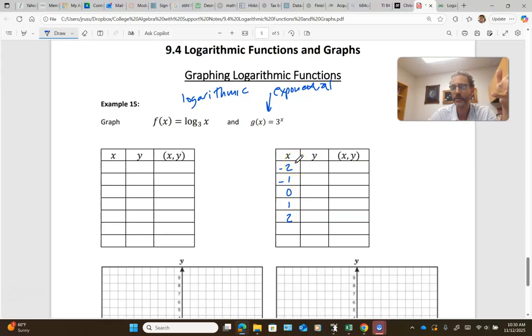All right, so think back to 9.3. 3 to the negative second is the same as 1 over 3 to the positive second, which is the same as 1/9. Okay, so we get the ordered pair -2, 1/9. And when I plug in -1, 3 to the negative first power is the same as 1 over 3 to the first, which is the same as 1/3. So this becomes -1, 1/3.